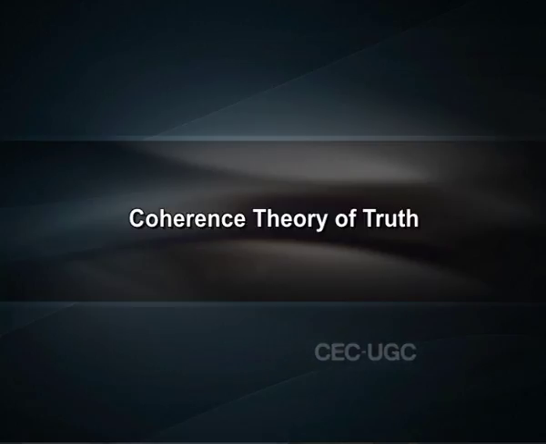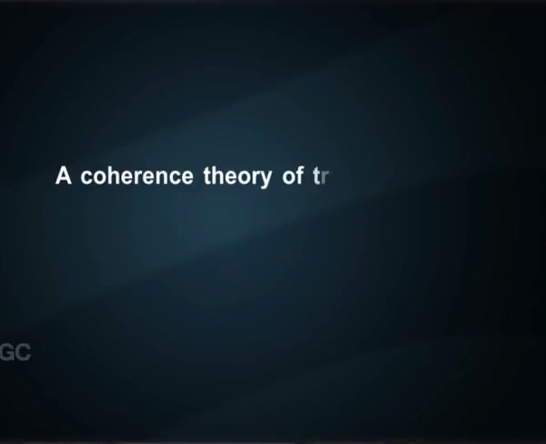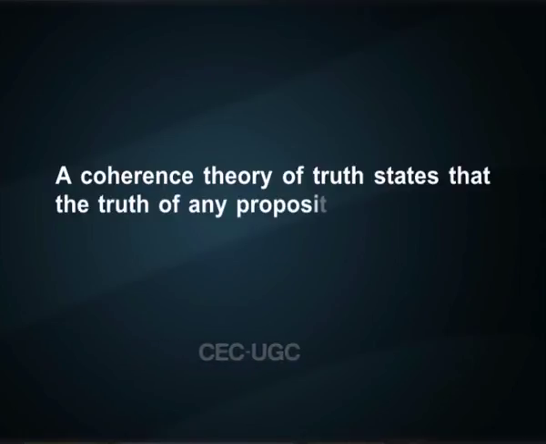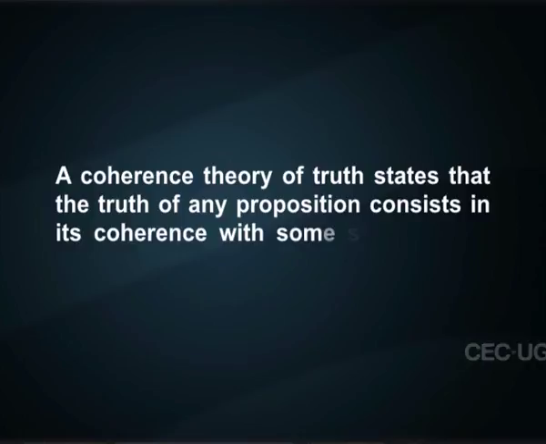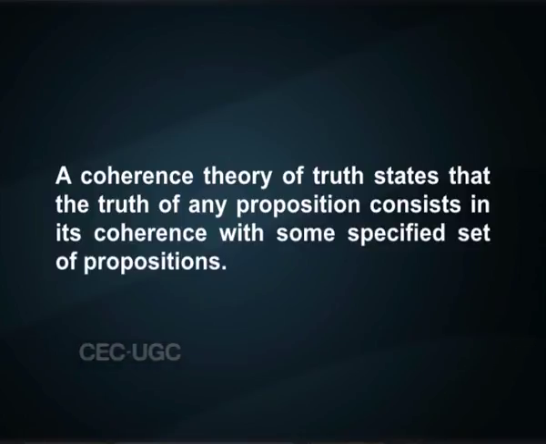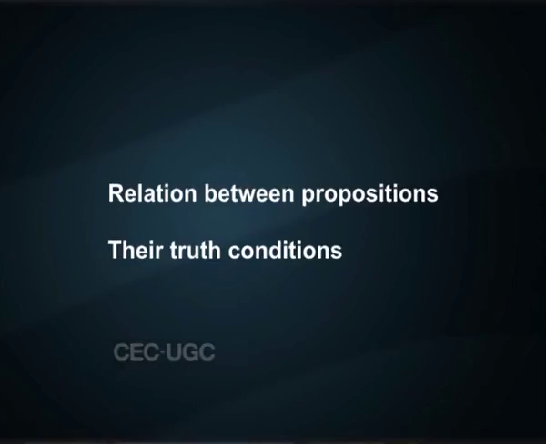Coherence theory of truth. A coherence theory of truth states that the truth of any proposition consists in its coherence with some specified set of propositions. The coherence theory differs from its principal competitor, the correspondence theory of truth, in two essential respects: 1. Relation between propositions, and 2. Their truth conditions. According to one, the relation is coherence. According to the other, it is correspondence.